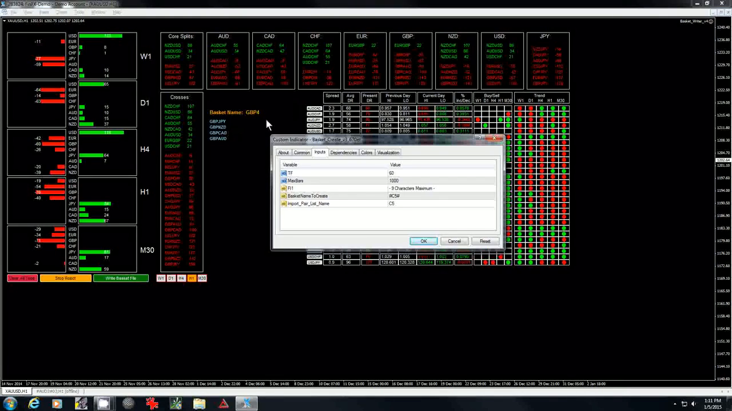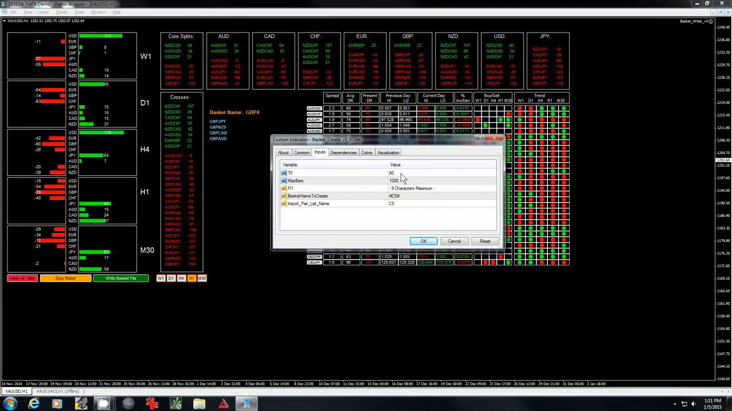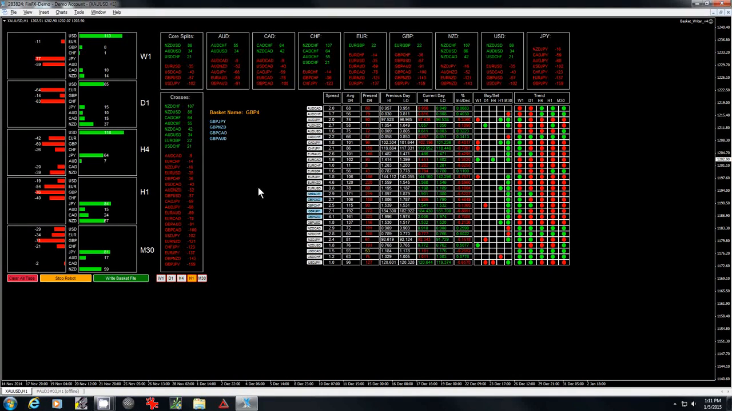And there they are. They look good. 60 minute. I'm going to do 1 hour. Change the name, and click OK. And it should be creating the basket. So all we can do is clear out the tab. And I can stop the robot if I want to, because I won't be using them just yet.